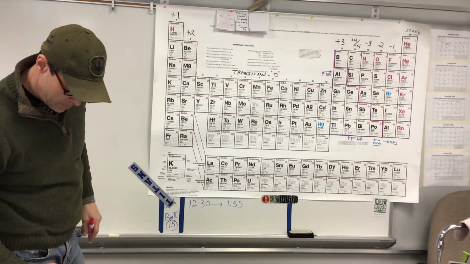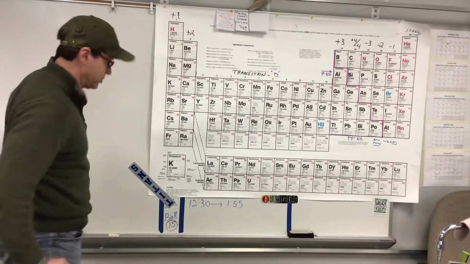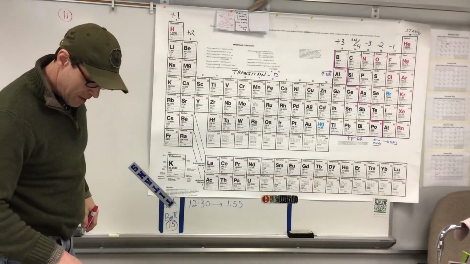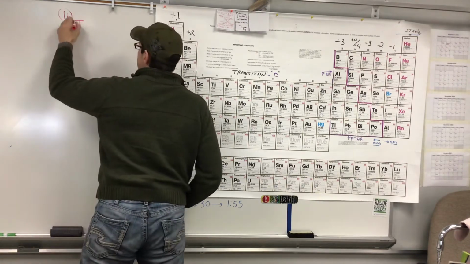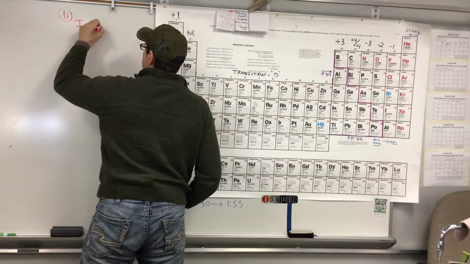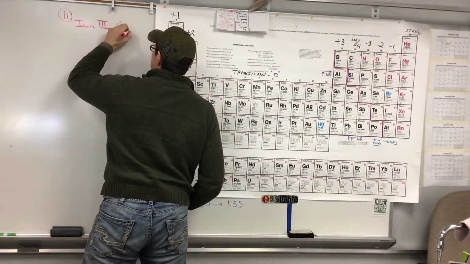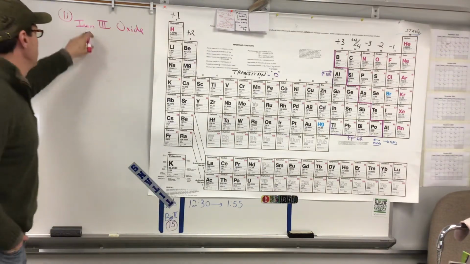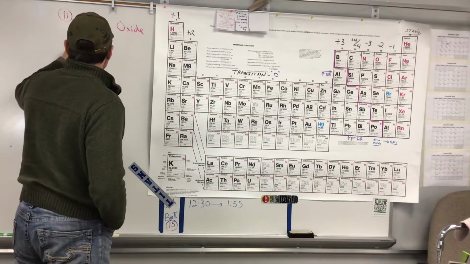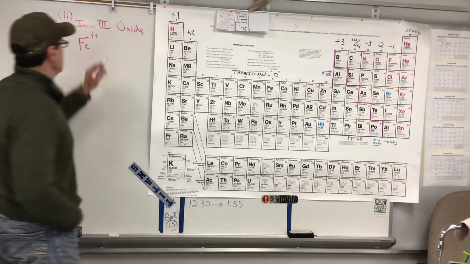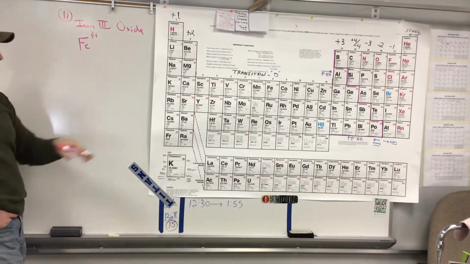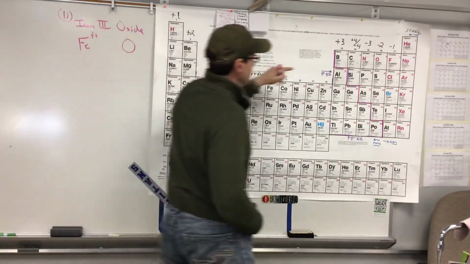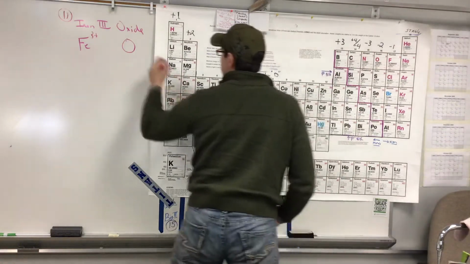Let's do number 17. 17 looks good. So it's giving me the name, iron 3 oxide. So if I got iron 3 oxide, obviously this must be Fe3+, because the Roman numeral tells me it has the 3 charge, because iron is a D block. And oxygen, O, find it over here, has a -2 charge.